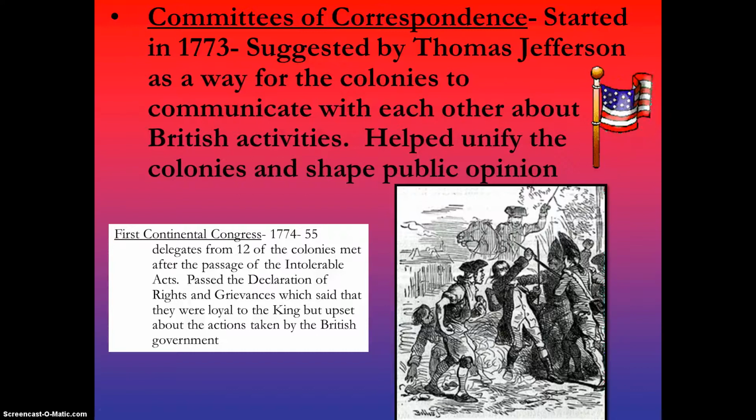Now, in our notes in class, we actually mentioned the First Continental Congress, and so they met in 1774 with 55 delegates. And again, they're talking, hey, you know, we want to get along with the king. They're upset with him, though. They're not saying yet that they want to be independent. They're passing this thing called the Declaration of Rights and Grievances, basically just kind of complaining, but they're not yet saying they want to be independent.